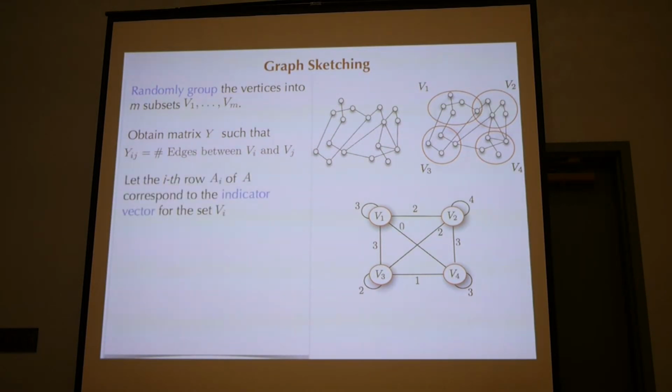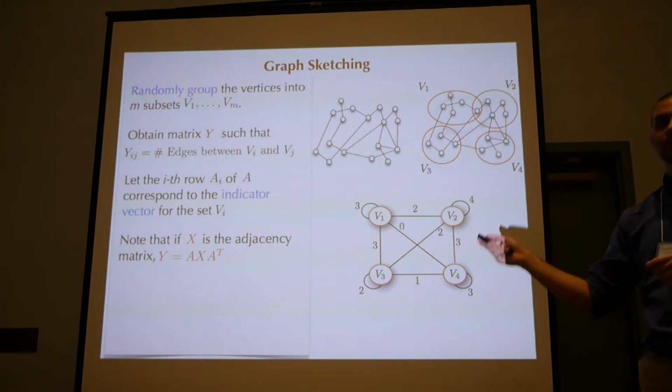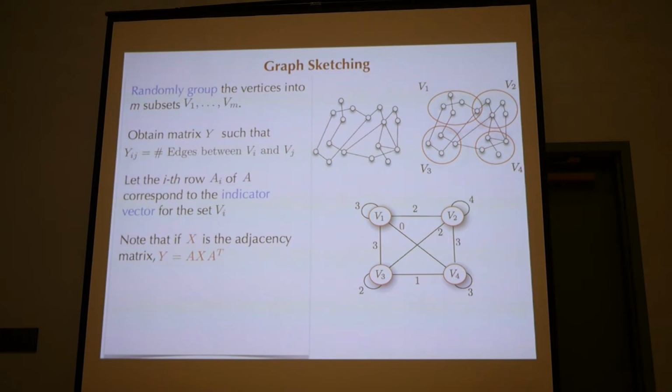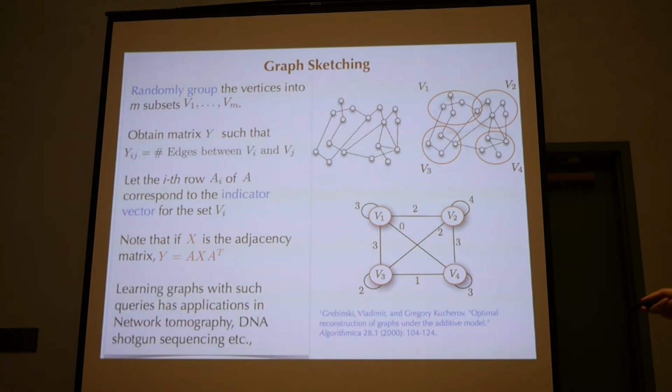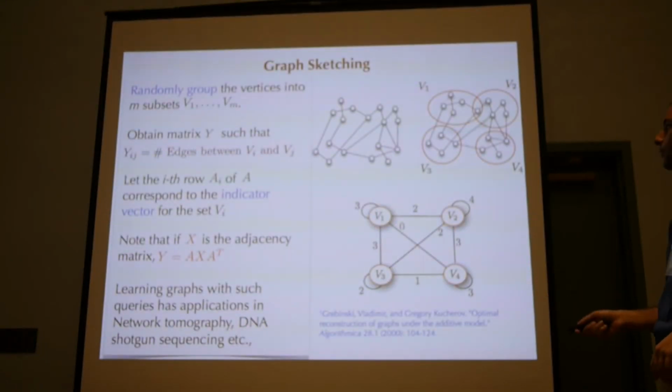And if you look at the ith row of A as the indicator vector for Vi, the vertex set, then this is precisely the same problem: if you have Y equals AXA transpose, can you recover X, which is the original adjacency matrix? And it looks like a hardish problem. And this has other applications. I'm not going to go into that, but essentially there's a long line of work motivated by DNA shotgun sequencing, where they handle something called additive queries, and these look exactly like that.